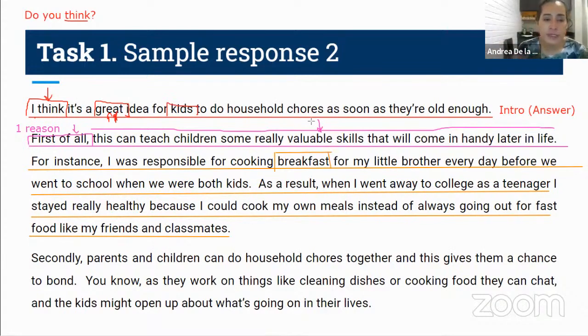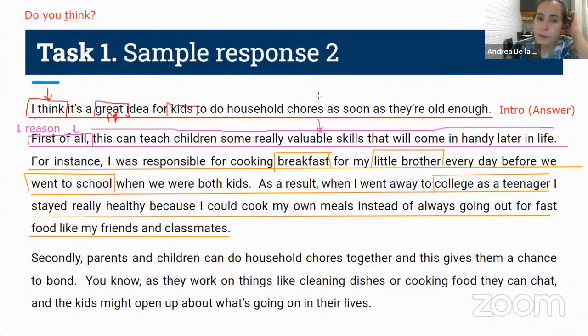It would be different if he just said, for instance, I learned how to cook, right? He's being more specific. I was responsible for cooking breakfast for my little brother. So he's being very specific. Every day before we went to school, again, more details, when we were both kids. As a result, when I went away to college as a teenager, more details, I stayed really healthy because I could cook my own meals instead of always going out for food like my friends and classmates.